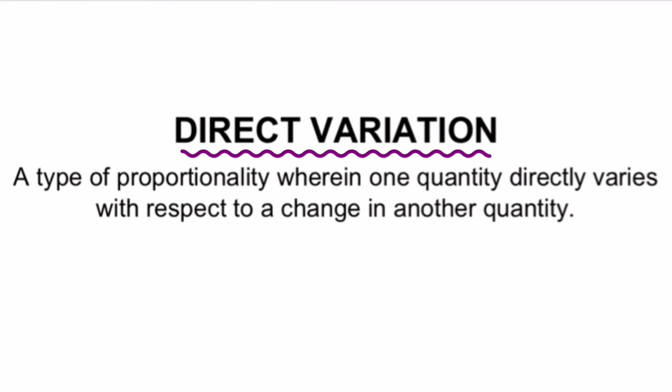To better understand this, let's look at variable A and variable B. For a direct variation, if variable A increases, variable B will also increase. Please notice the direction of the arrow. Both of them are increasing. On the other hand, if variable A decreases, then variable B would also decrease. Again, notice the direction of the arrow. Both of them are going down. For a direct variation, both variables have to increase or both variables have to decrease.